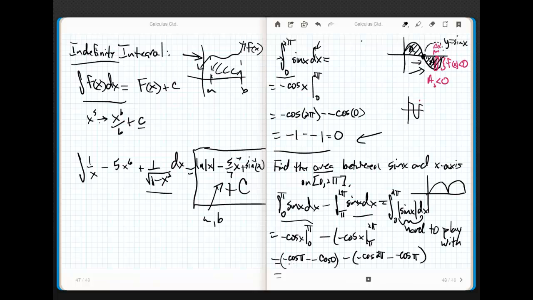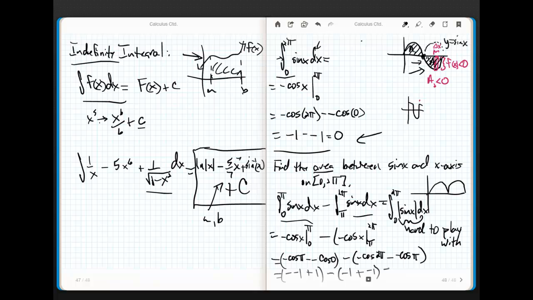But let's see, what's the cosine of pi again? Cosine of pi, what is it? Cosine of pi is -1. So I'm going to get negative, -1. These two negatives become a plus, +1, right? Minus cosine of 2 pi is +1. So I got -1 plus, because this negative, cosine of pi is -1.